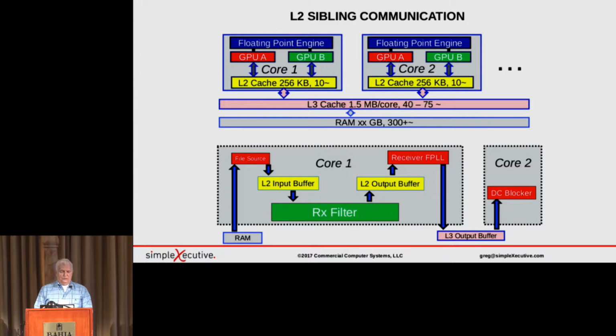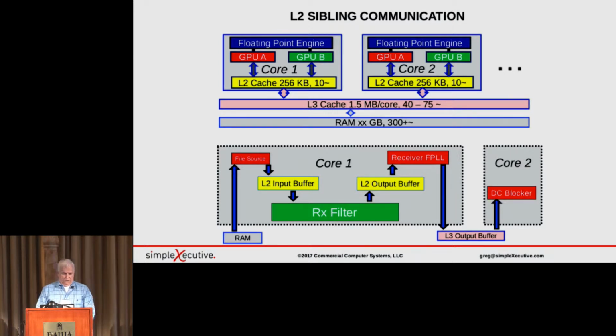But you could take the RX filter and dedicate it to one of the GPUs, and put the input block and the output block in the sibling GPU, in this case shown as red, having the file source providing inputs to the RX filter, and the receiver, the floating point PLL, taking the output of the RX filter. If you could lock those into a particular core, now you could exploit the L2 cache, and you'd actually improve communications. You'd cut down the time cost of communication or increase the bandwidth.